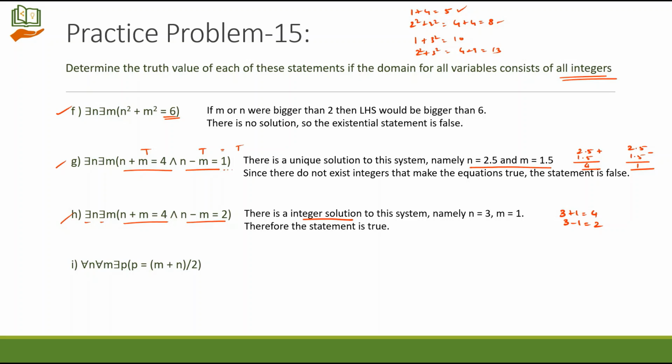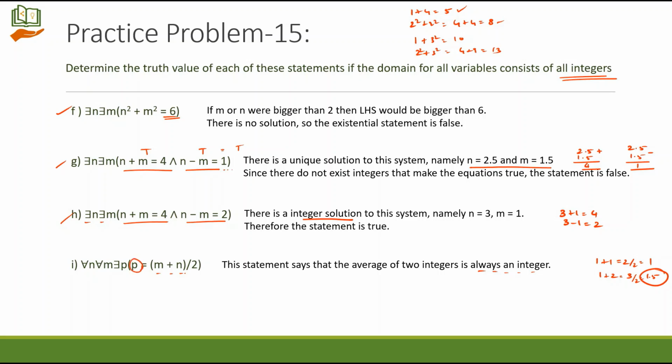What about the final one? For all n, for all m, there is a p. So what is p? p is equal to (m plus n) divided by 2. We are actually finding the average. This statement says that the average of two integers is always an integer. Let's check. 1 plus 1 is equal to 2, divided by 2 will give you 1. It is an integer. 1 plus 2 will give you 3. 3 divided by 2 will give 1.5. It is not always an integer. But this statement is saying when you find the average of two integers, it will always result in an integer.